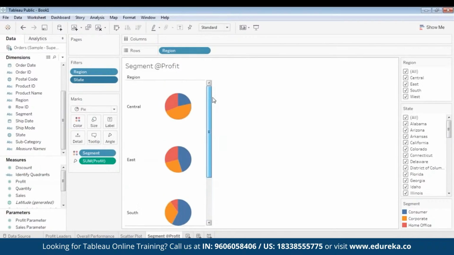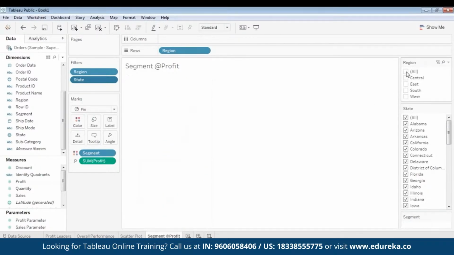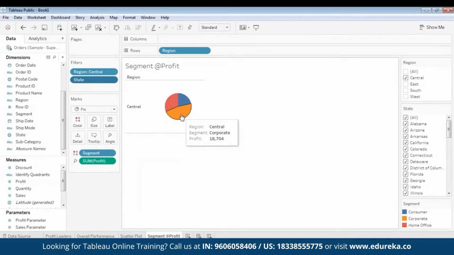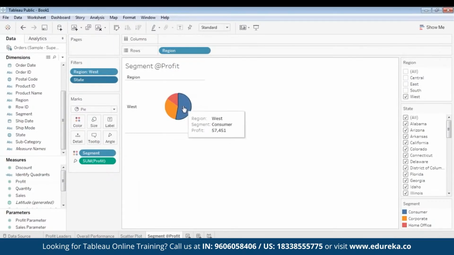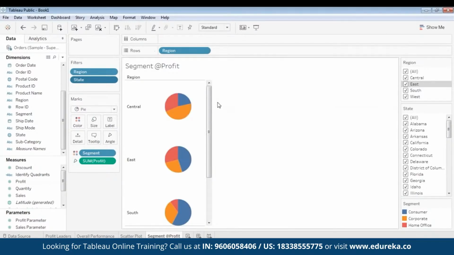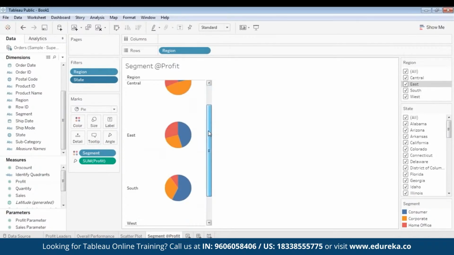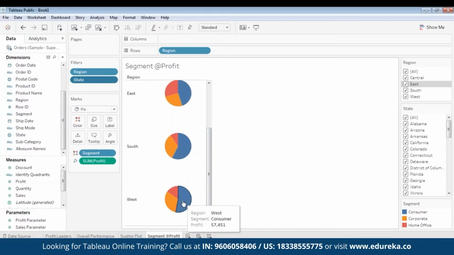Central, east, south and west, okay? And we can filter it also. If I just want to see the central region, I can see corporate is the majority portion in this pie chart for central region. Is this the same for west also? No. Consumer is taking the majority portion of this pie chart. So consumer is the major market over here for the west region. Similarly for different regions, we can see which segment their market is in. Just like central has the majority of its market in corporate, and in west, the majority of the market is in consumer.